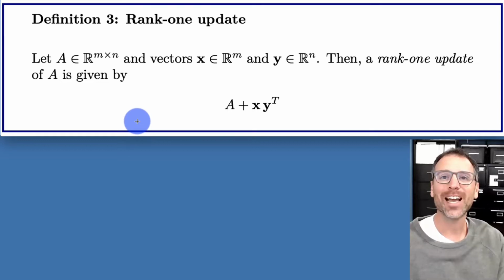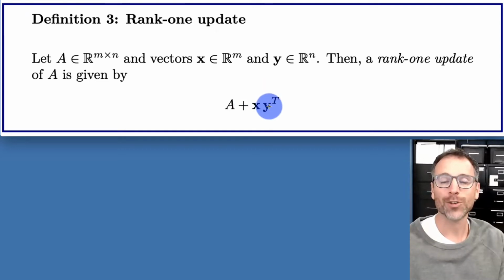Let's write some code to execute a rank 1 update. We begin our work by looking at the mathematical definition of a rank 1 update. In order to define a rank 1 update, we need to start with a matrix A in R^(m by n), and then vectors x in R^m and y in R^n. A rank 1 update of A is given by A plus x times y transpose.